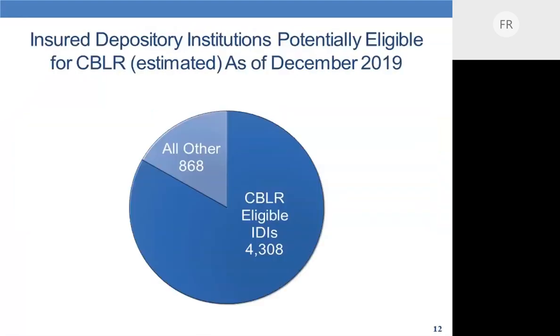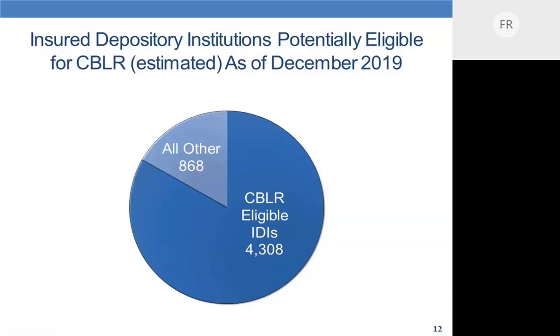Slide 12 reflects the banks that are potentially eligible for the election of the CBLR. To illustrate the potential impact on reporting, again, these slides show an estimate of insured depository institutions that could potentially elect the CBLR framework as of the end of 2019.